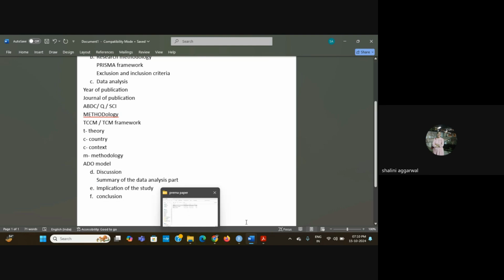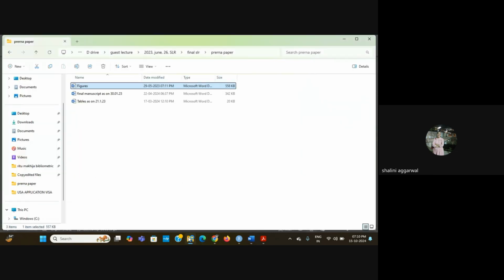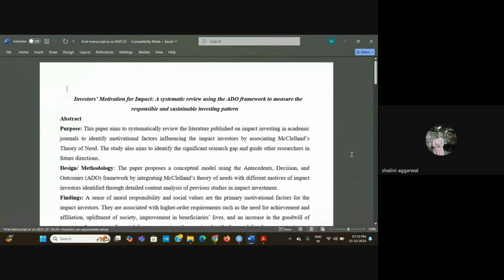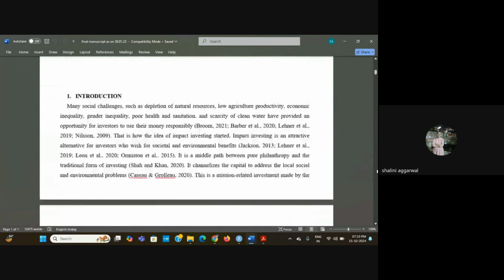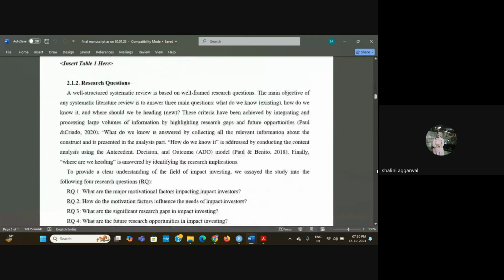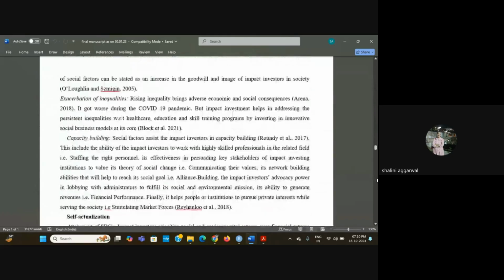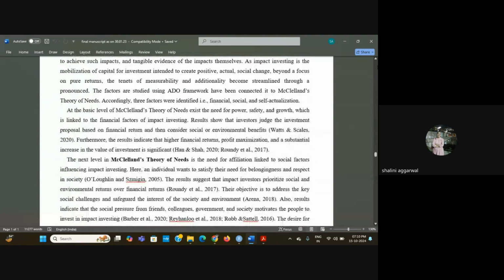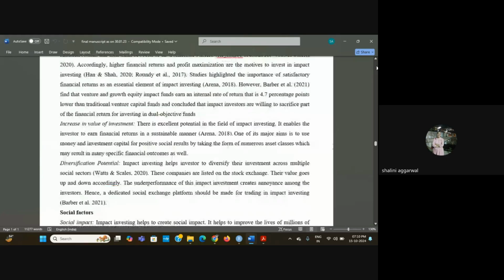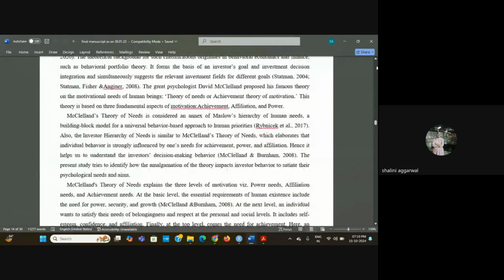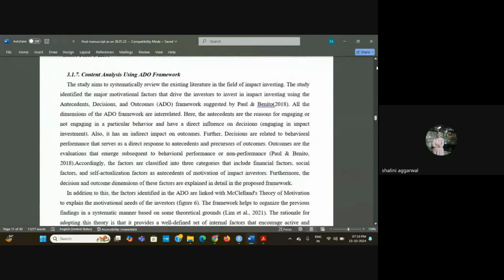Let me show you that paper of mine. Yesterday these little topics were left, so I thought let me complete this and then we can proceed ahead. For the discussion, let me show you according to this paper. These are the outcomes. This is also one of the parts left from yesterday: how do you write this ADO model in your paper?